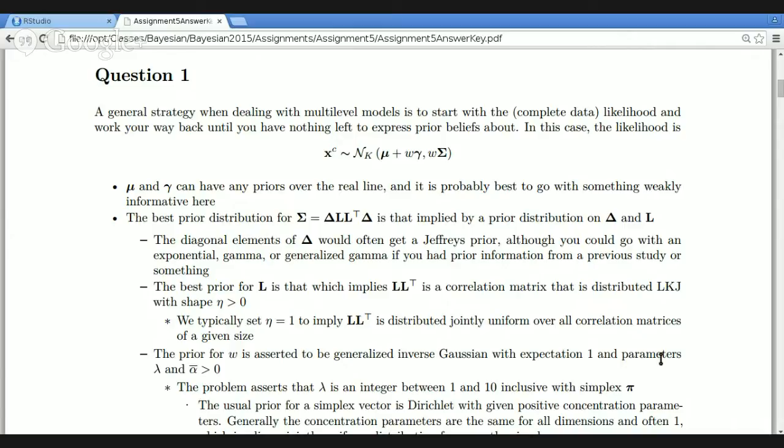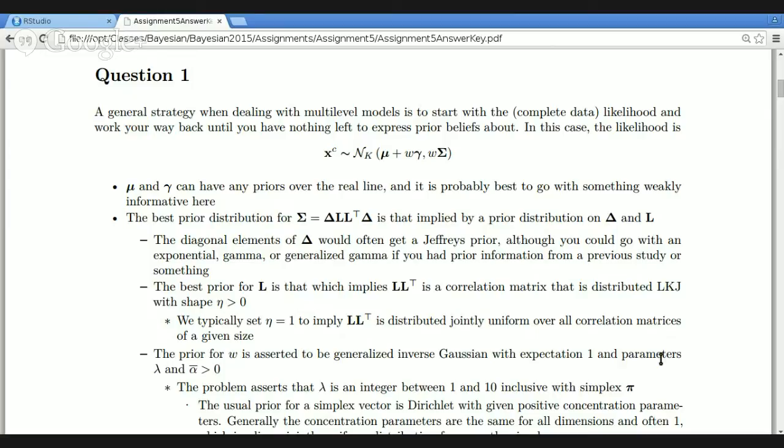They would be if W was always equal to 1. In any event, they have the property that you can scale them by a positive number. And that just changes the units of the x variables, which seems like that should not be relevant information for imputing them, in which case the Jeffreys prior for the diagonal elements of delta would be pretty appropriate. And I think that's probably what most people chose.